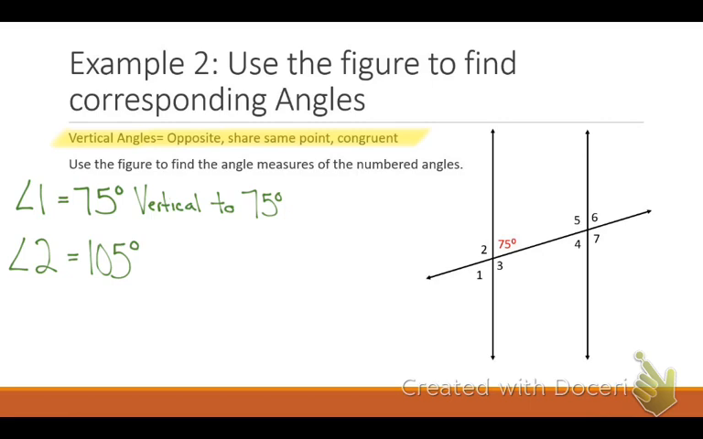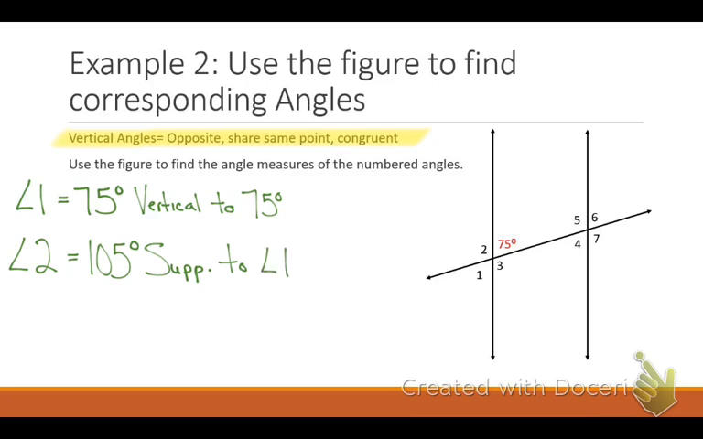Now, do you remember that term that we used last slide? Ashley, do you remember that term that started with an S? What was it? Supplementary. Very good, Jakari. So 105 degrees, exactly like Robbie just said, is supplementary to angle 1. Okay? So that's the why.